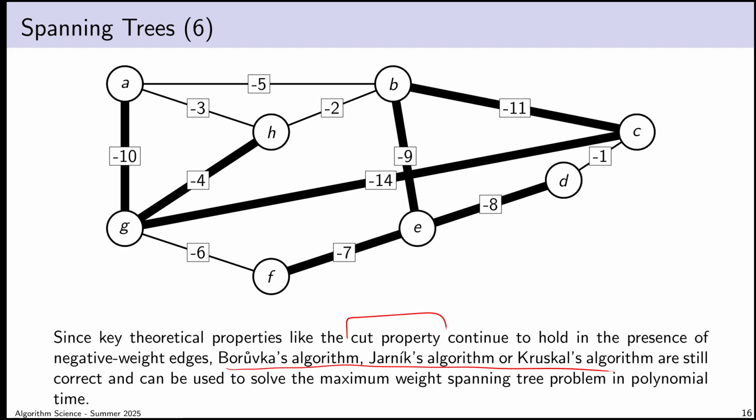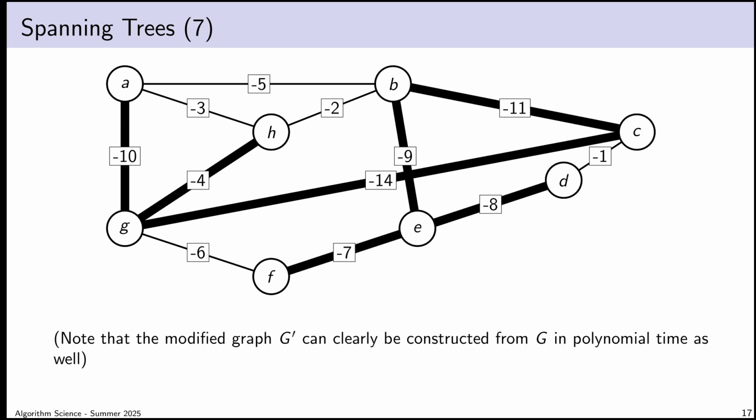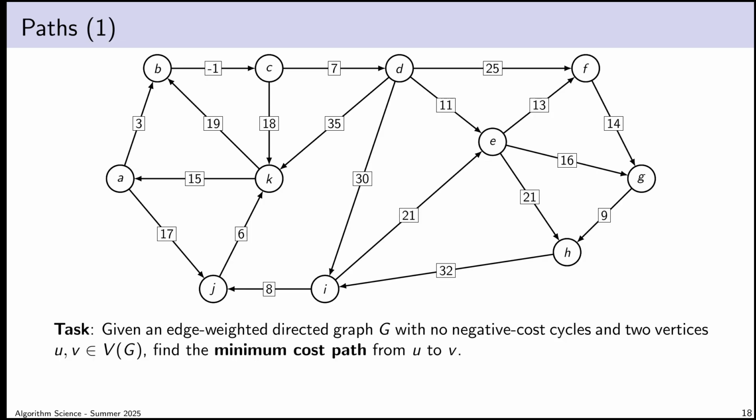And that means that I actually have a solution to the maximum weight spanning tree problem in polynomial time. Just convert it in polynomial time to an instance of the minimum weight spanning tree problem and use one of the algorithms that we already know to solve it. And the slides are observing, of course, that the conversion can be done in polynomial time. All right, well, moving on in our victory lap here, let's talk about minimum cost path.